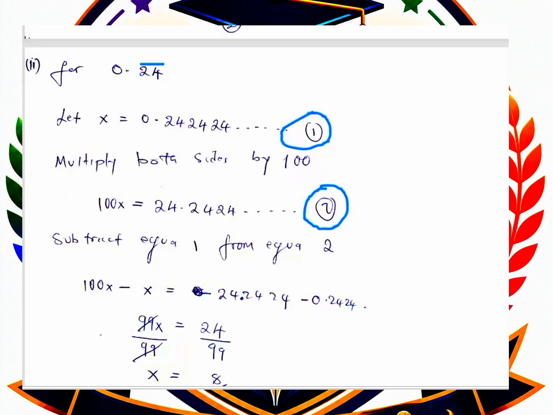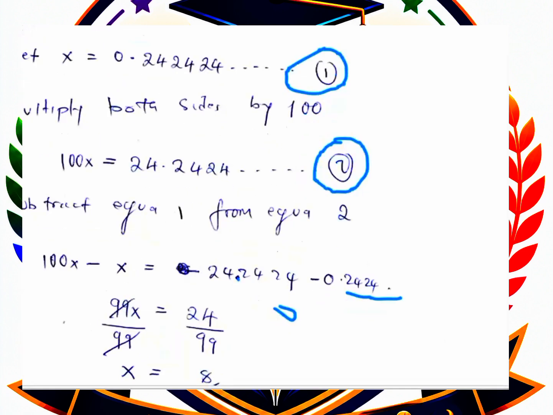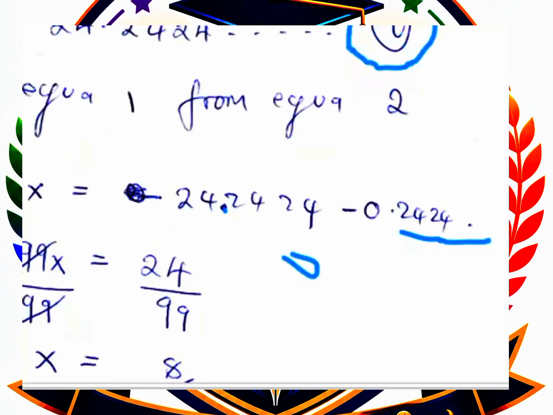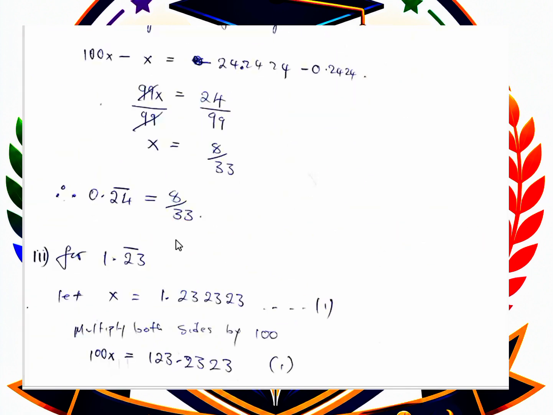After doing that, we subtract equation 1 from equation 2, just like we did in the first example. So 100x minus x gives 99x, and 24.2424 minus 0.2424 gives 24. Remember, our aim is to make the decimal part equal to 0. What I mean is that the number after the point should be equal to 0, so that we have a whole number.